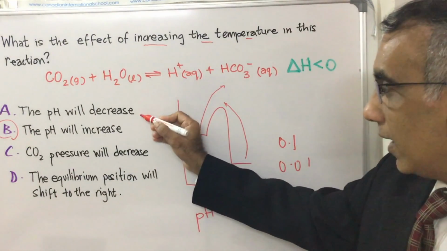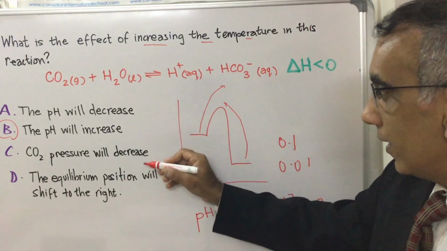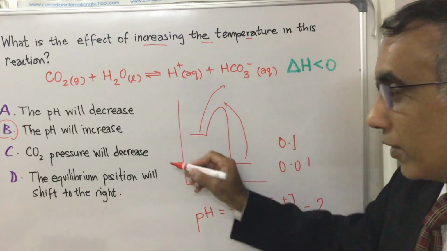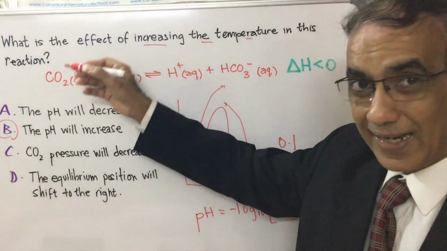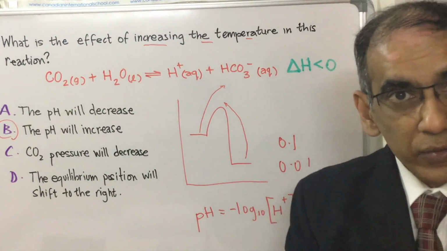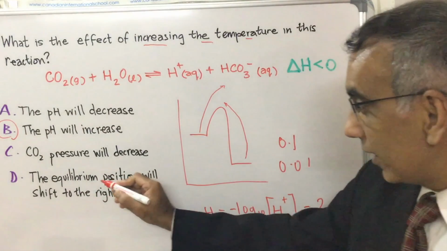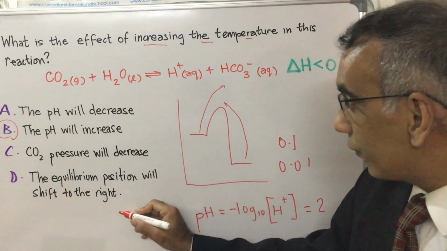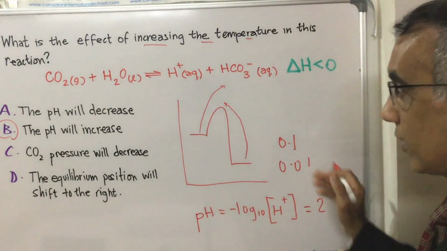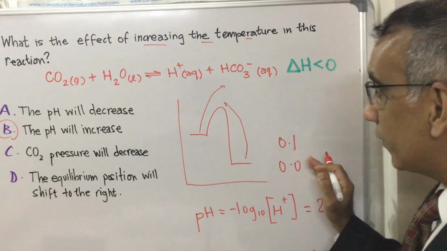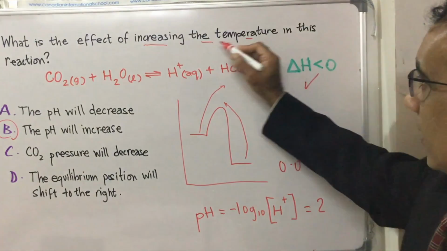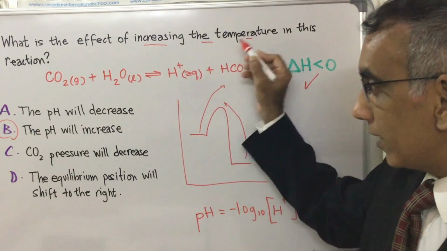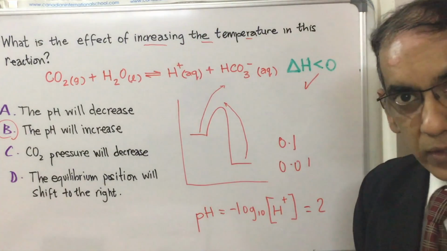Obviously, it can't be A, which is the reverse of B. The carbon dioxide pressure will decrease. That does not apply because you're going to be getting more carbon dioxide gas molecules. That's going to increase the pressure. And the last choice here, the equilibrium position will shift to the right. We've already discussed that this equilibrium is being shifted to the left because it's an exothermic process and we have an increase in temperature, leaving us with the answer of B.